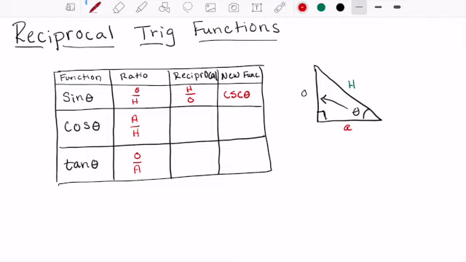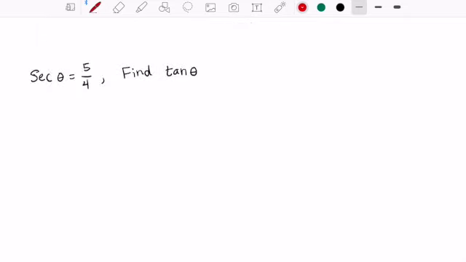However, once I take the reciprocal of cosine of theta, I wind up with the hypotenuse over the adjacent side, and that gives me secant of theta. And the same thing for tangent. We have the reciprocal, and we get the adjacent side over the opposite side, and that gives us cotangent theta. So using these new trig functions, we can use them to solve more problems throughout our right triangles. So let's look at an example.